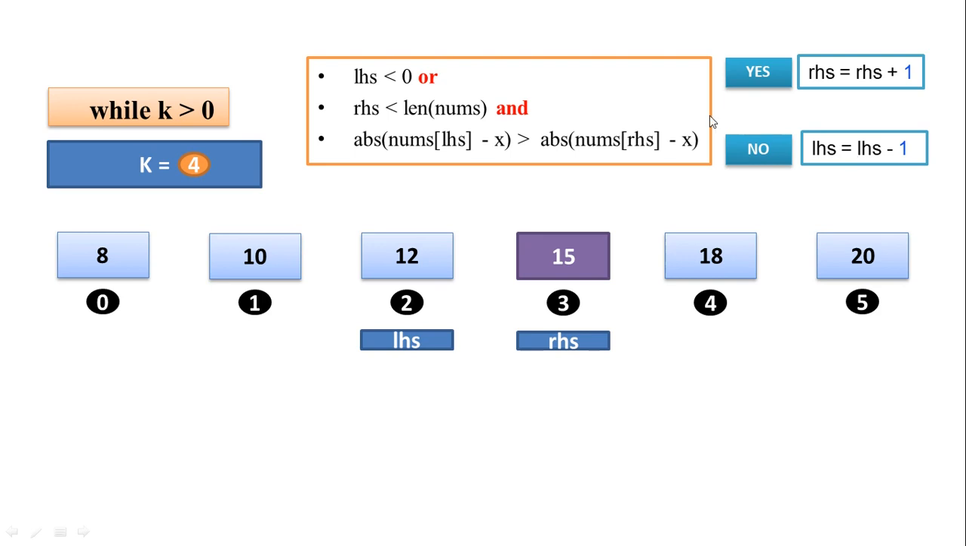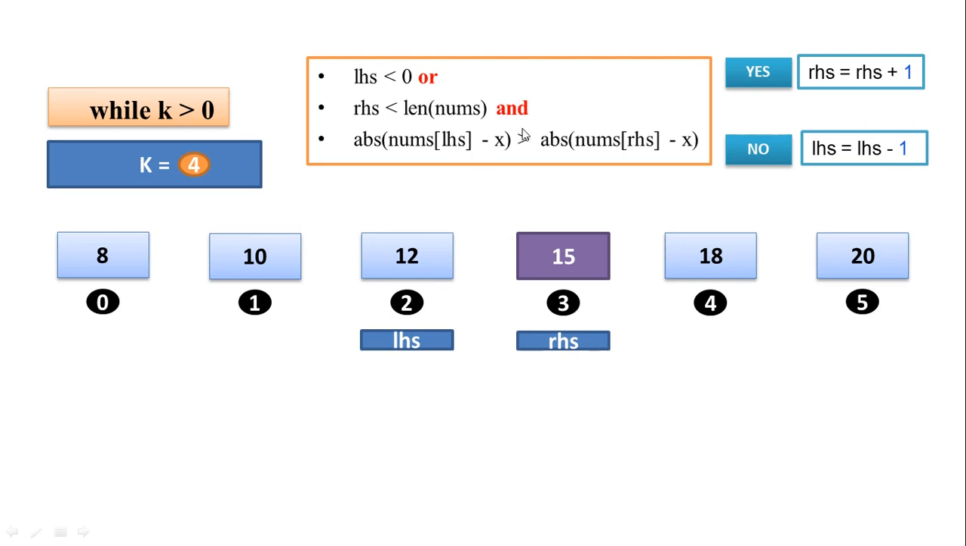So in the first iteration, is LHS less than 0? No, it isn't. Now, is RHS less than the length of the array? Yes, it is, because RHS is 3 and the length of the array is 6. We also have to check the absolute value returned when we subtract x, which is 15, from the value at the LHS index, which is 12 in this case. So 12 minus 15 is minus 3. Since we are finding the absolute value, it's going to be 3.